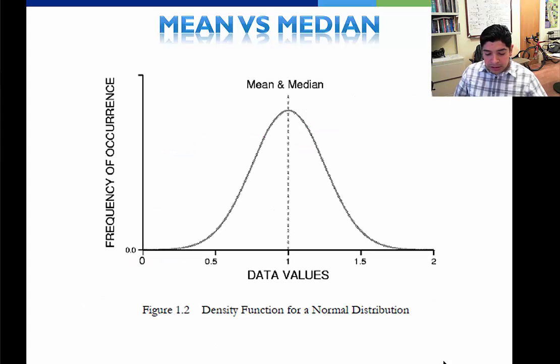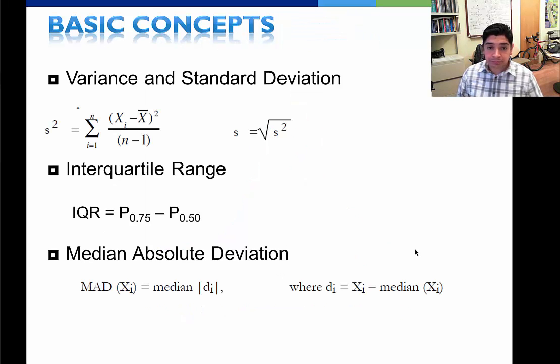The only time when the mean and the median are the same is in a normal distribution function, the Gaussian distribution, when you have a bell. That is the only time when the mean and the median are the same.